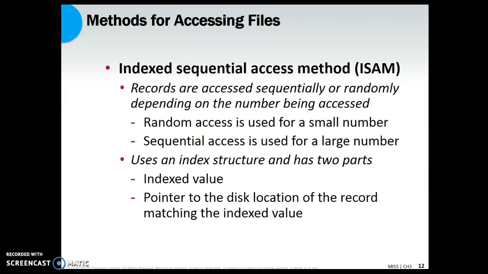The index sequential access method is where records are accessed sequentially or randomly depending on the number being accessed. As I was saying, the random access is usually for a small number and sequential access is usually for a large number. It uses an index structure that has two parts: an index value and then a pointer to the disk location of the indexed value.